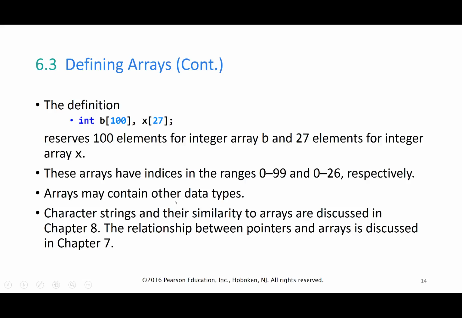Here we're defining two arrays, b and x. They're both of type integer. b goes from 0 to 99 elements, and x goes from 0 to 26. Arrays can contain other types, too.